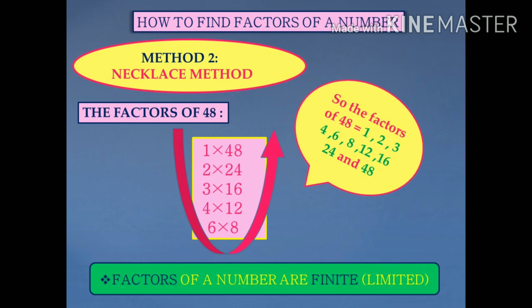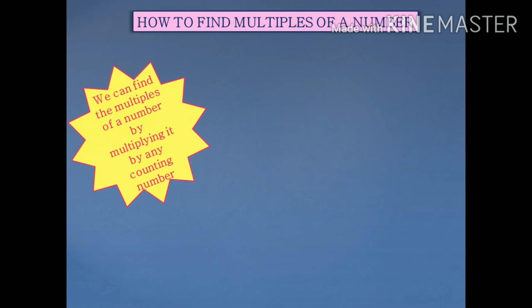Factors of a number are finite. Means we can find all the factors of a number and count them. How to find multiples of a number? We can find the multiples of a number by multiplying it by any counting number.